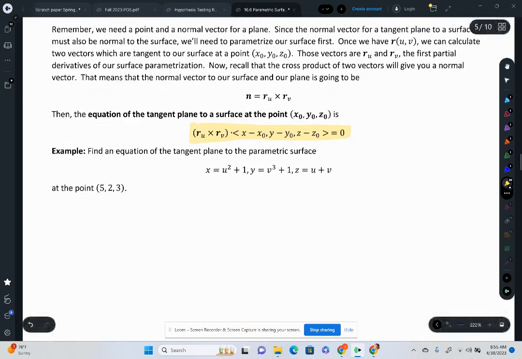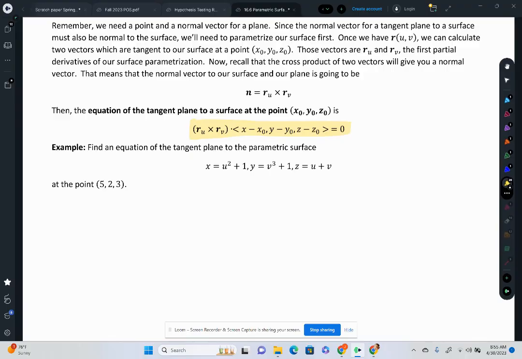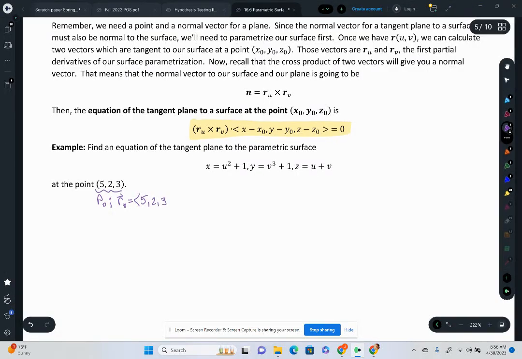So we're going to go through an example where we find an equation of the tangent plane to the parametric surface that's given. x is equal to u squared plus 1, y is equal to v cubed plus 1, z is equal to u plus v. So these are the parametric equations of our parametric surface. And we want to find the equation of the tangent plane at the point (5, 2, 3). So this right here is our P naught. And so that's going to allow us to say, okay, r naught is the vector (5, 2, 3).